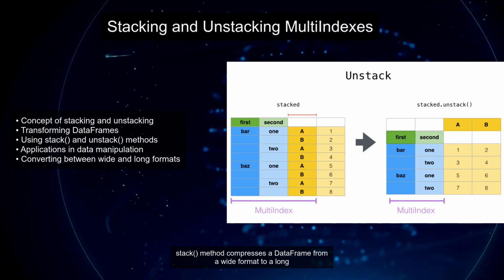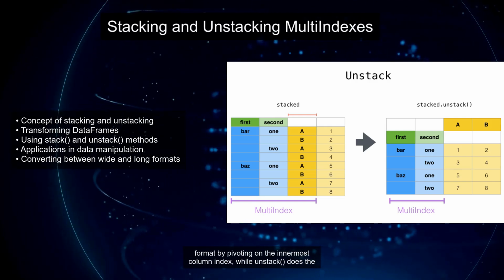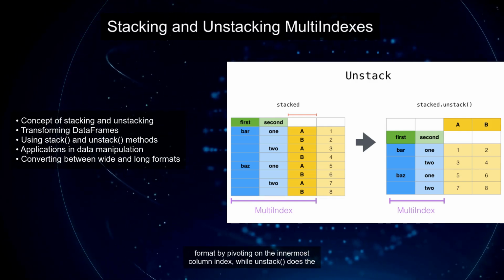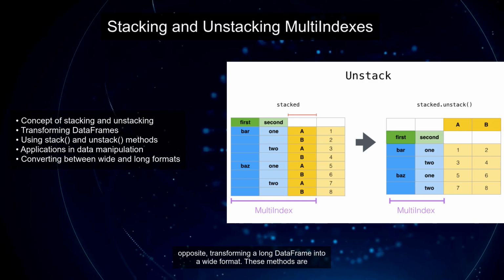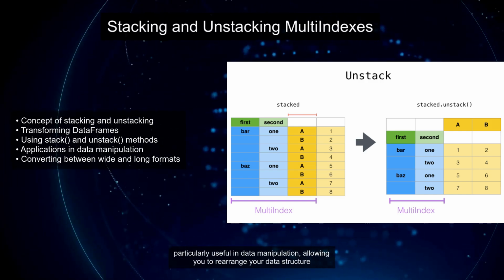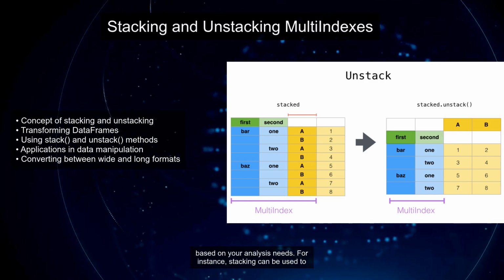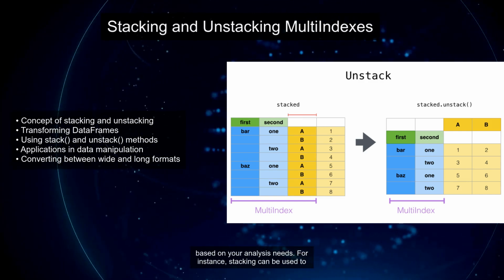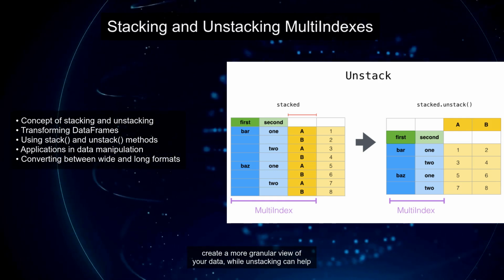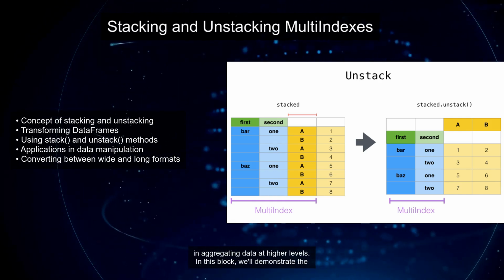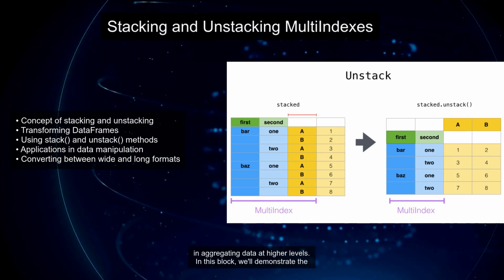The stack method compresses a data frame from a wide format to a long format by pivoting on the innermost column index, while unstack does the opposite, transforming the long data frame into a wide format. These methods are particularly useful in data manipulation, allowing you to rearrange your data structure based on your analysis needs. For instance, stacking can be used to create a more granular view of your data, while unstacking can help in aggregating data at higher levels.